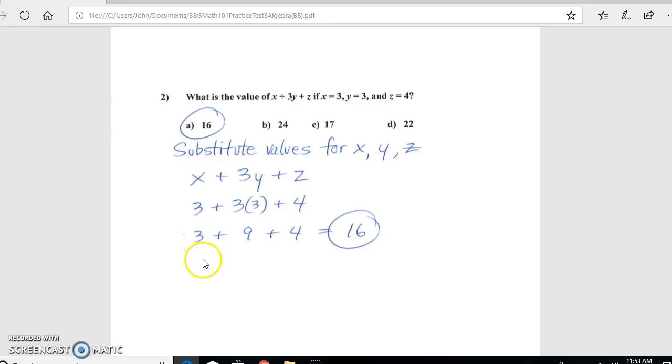So our next step is to multiply the two numbers together, and we get 9. 3 plus 9 plus the 4 is going to give us 16 for our answer.